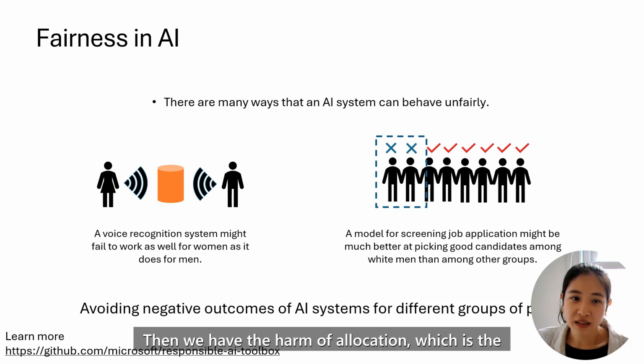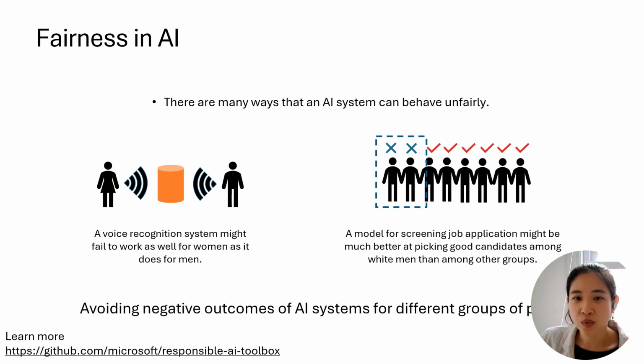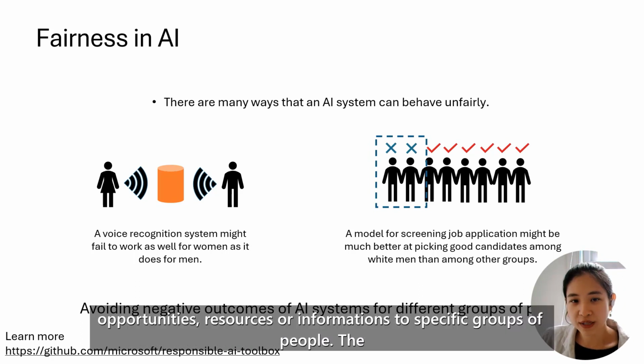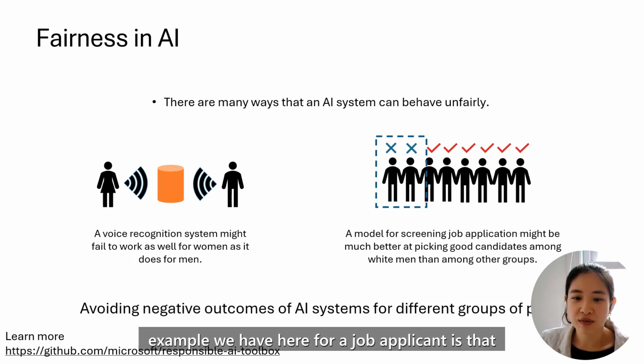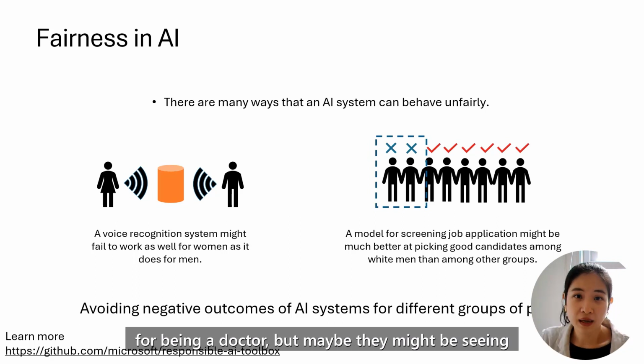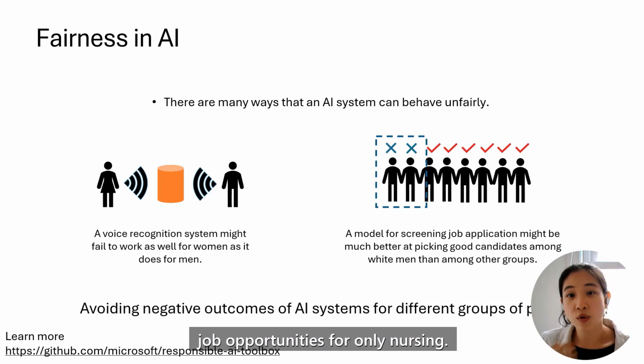Then we have the harm of allocation, which is the harm that occurs when AI systems extend or withhold opportunities, resources, or information to specific groups of people. The example we have here for a job applicant is that maybe these job opportunities are not being shown to women for being a doctor, but maybe they might be seeing job opportunities for only nursing.